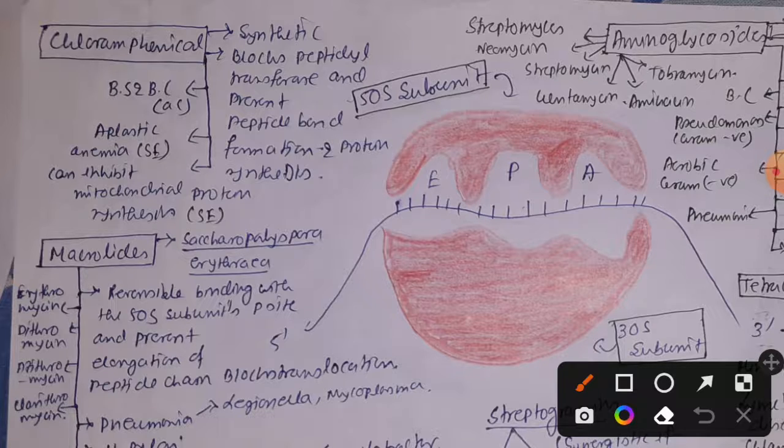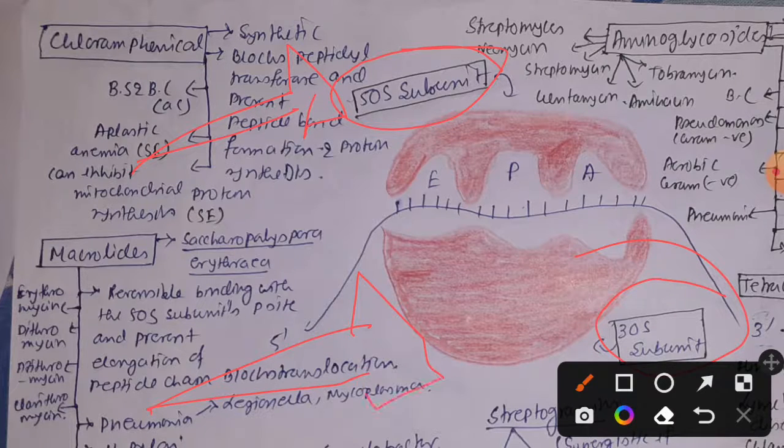First of all, I want to tell you that the ribosome has one large subunit, the 50S large subunit, and another one, the 30S subunit. There are a couple of antibiotics which especially target the 50S subunit, and there are also a couple of antibiotics which especially attack the 30S subunit.